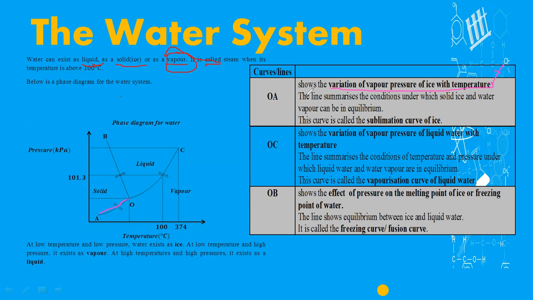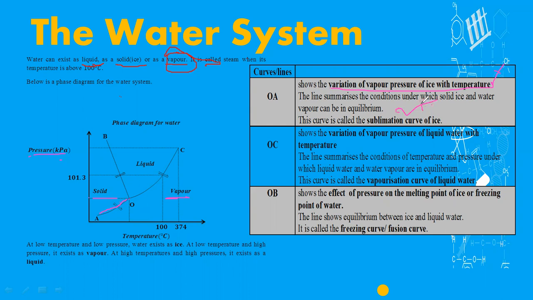Yes, teacher. That line summarizes the conditions under which solid ice and water vapor can exist. These half arrows here show you that the ice, the solid water, is existing in equilibrium with the vapor, which is in this region here. It summarizes the temperatures and pressures under which solid ice and water vapor can be in equilibrium. The name of this curve is the sublimation curve of ice.